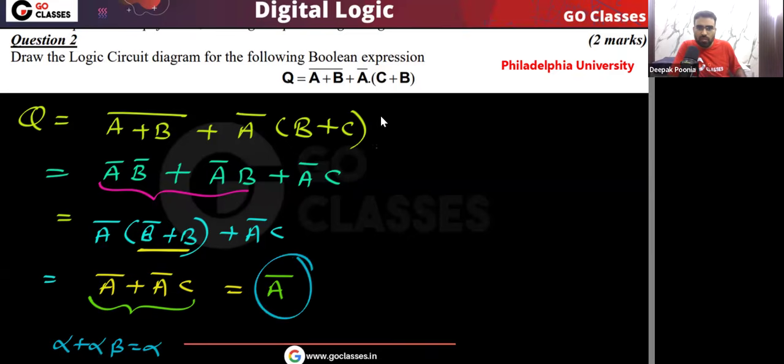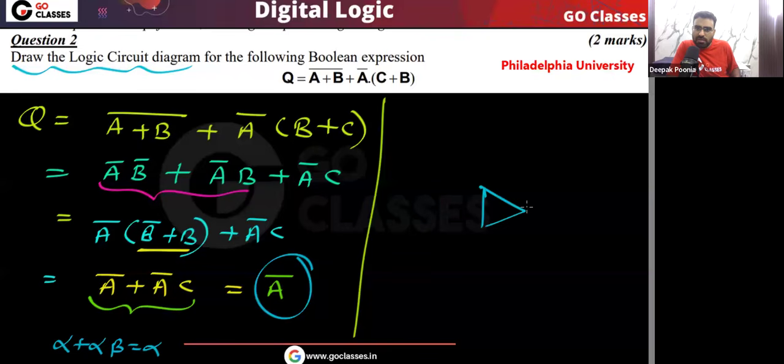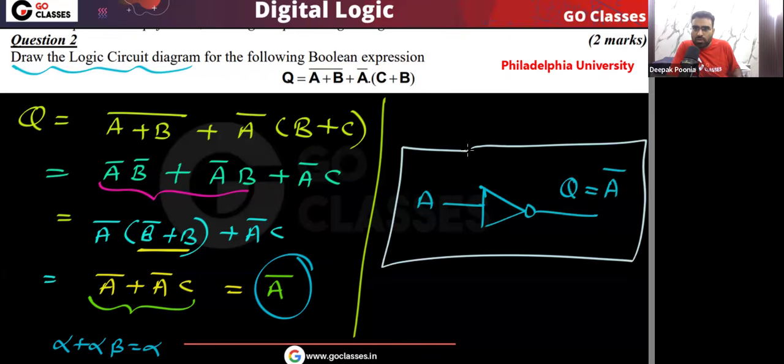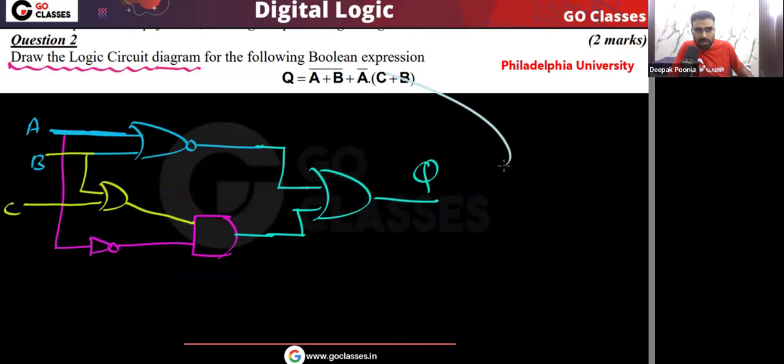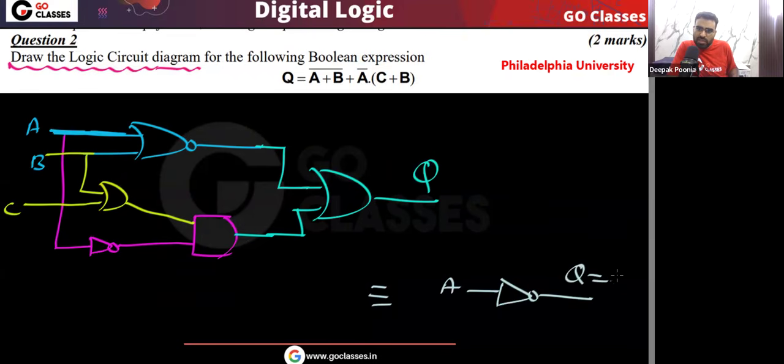So this is Q. Now you can easily implement this Q. So the circuit diagram will become what? Very simple. This will be the circuit diagram. Q will be equal to A bar, the input will be A. Okay, so that's it. So remember one thing, this big circuit is actually equivalent to this small circuit. This cute and small circuit is actually equivalent to this big circuit.